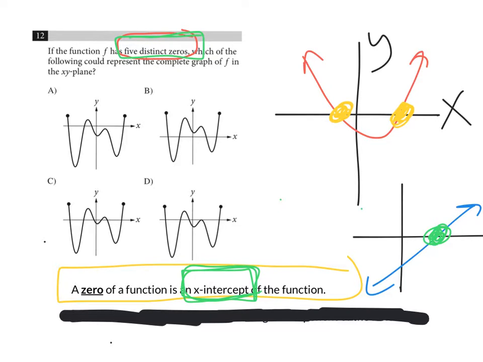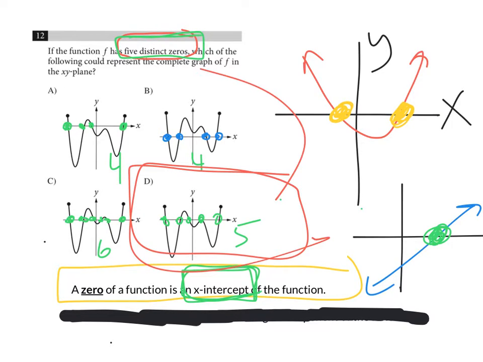x-intercepts. For letter A, it has 1, 2, 3, 4 x-intercepts. Letter B, it has 1, 2, 3, 4 x-intercepts. Letter C has 1, 2, 3, 4, 5, 6. And letter D has 1, 2, 3, 4, 5. So here the answer is D, because the question says the function has 5 distinct zeros, 5 x-intercepts. The graph crosses the x-axis 5 different times.